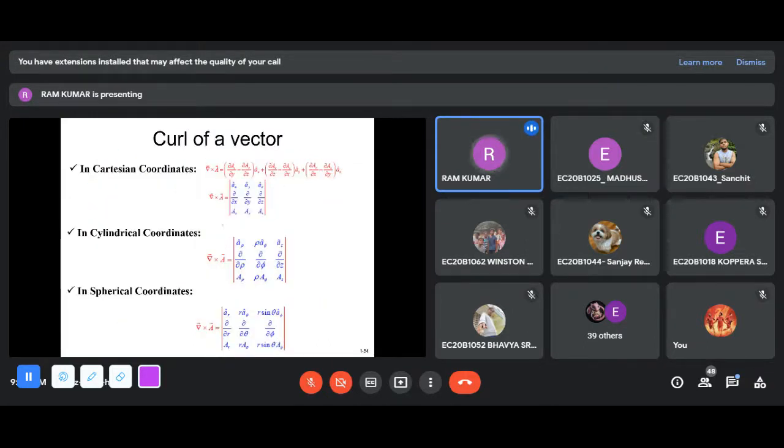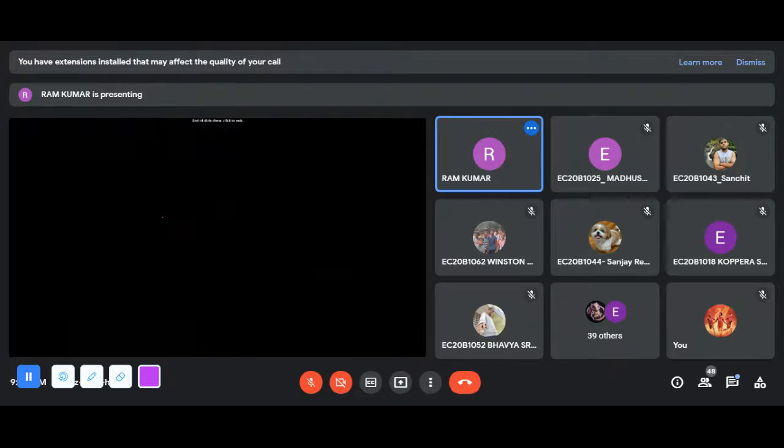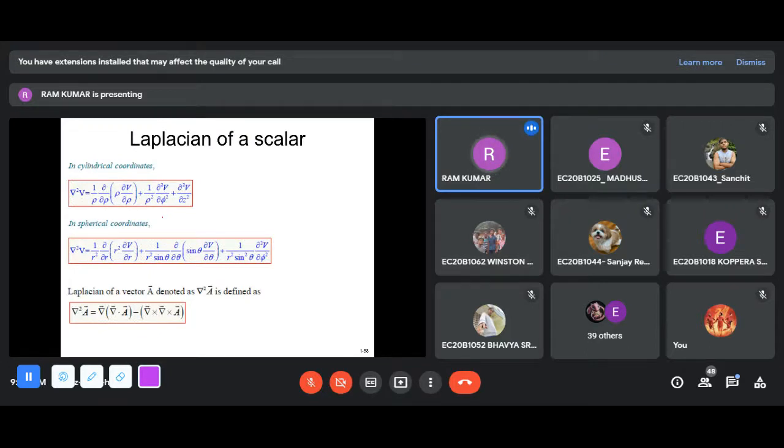Similarly, curl, you know that, right? Stokes theorem: the circulation of the vector field A around a closed path, this is a line integral around a closed path L, is equal to the surface integral of the curl of this A vector over the bounded surface. That is called Stokes theorem. Then Green's theorem, I think that will not be used much in our electromagnetics.